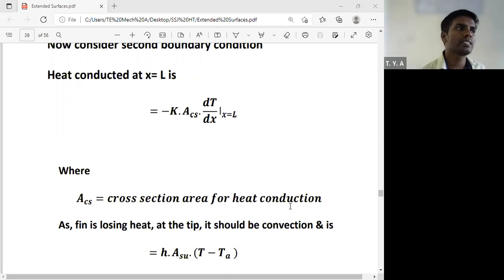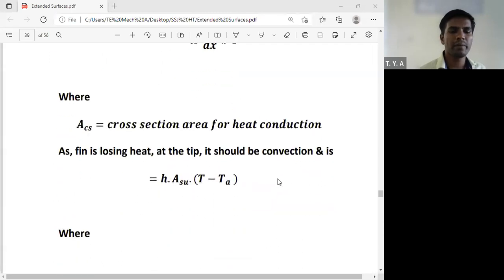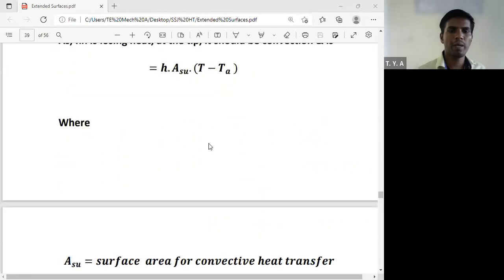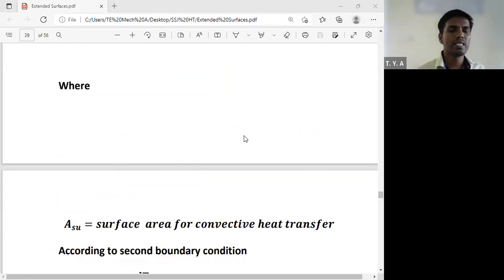Similarly, at the end heat is transferred due to the convection. So what is the equation of the convection? That is H into A into T minus TA. ओके, इथं ASU म्हणजे काय असणार आहे? सरफेस एरिया फॉर कन्व्हेक्टिव्ह हीट ट्रान्सफर. ASU is nothing but surface area for convective heat transfer.